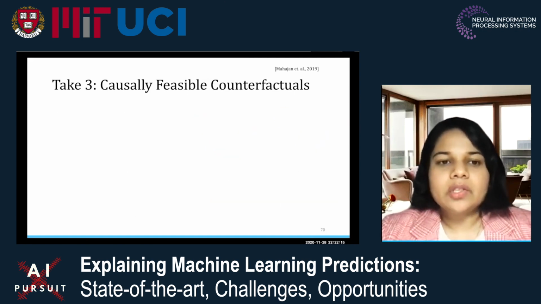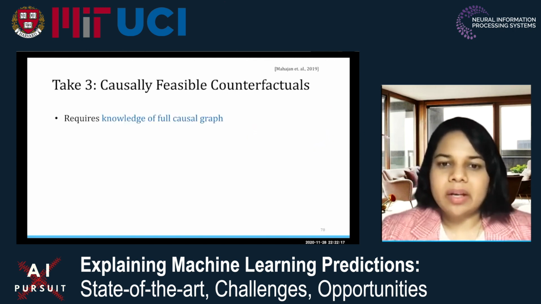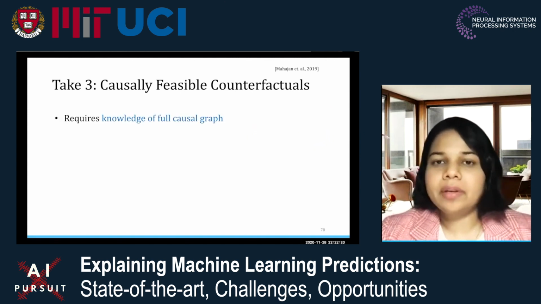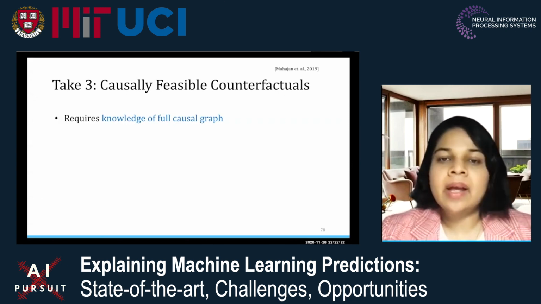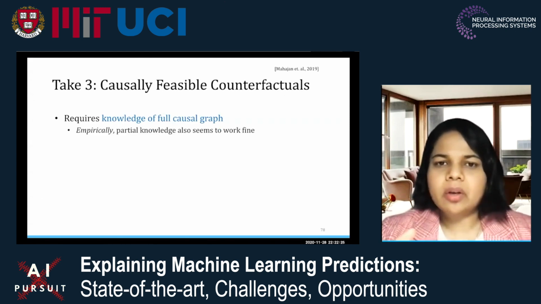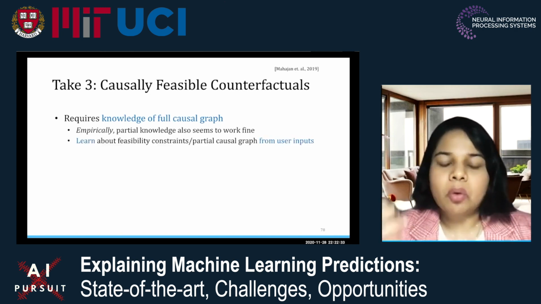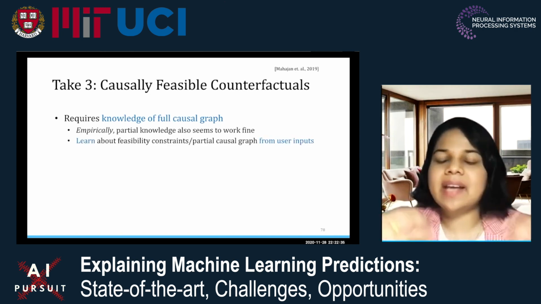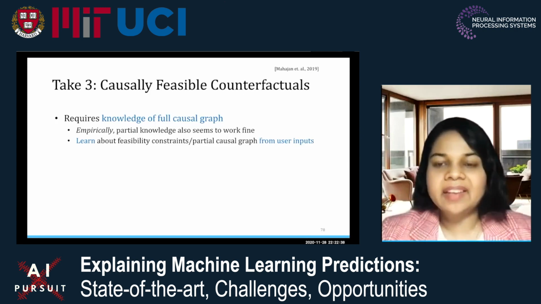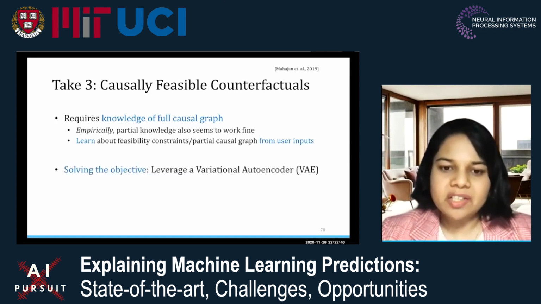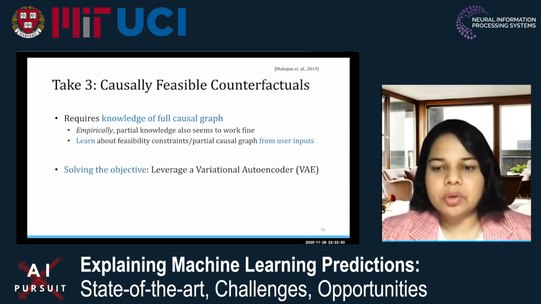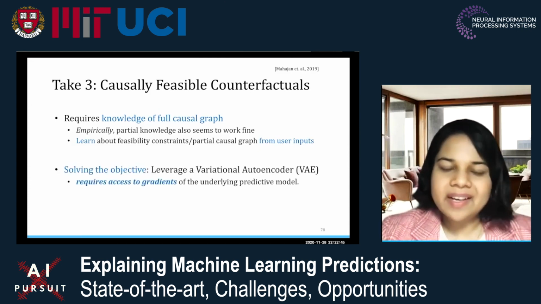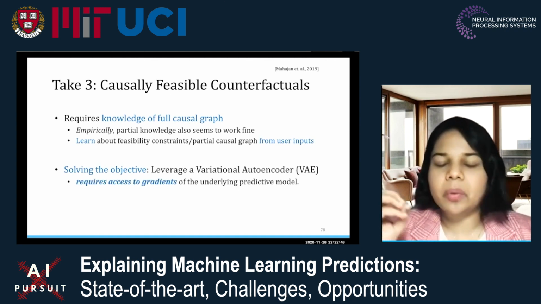Okay. So their approach, of course, requires knowledge of the full causal graph, which can often be impossible to obtain in practice. But empirically, they show that partial knowledge of the causal graph also seems to work fine. In addition, they propose a workaround where end users can provide inputs about feasibility constraints and the partial causal graph. And in order to solve the proposed objective, they leverage a variational autoencoder. And one thing to note here is that their approach requires access to gradients of the underlying predictive model.